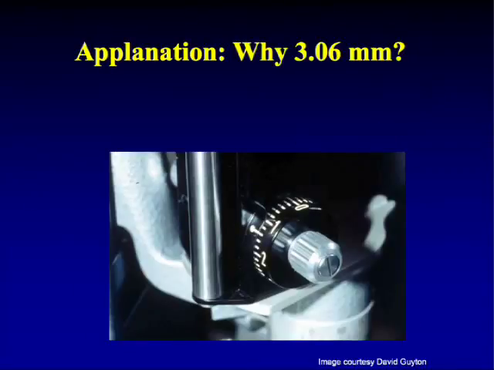And again, why 3.06 millimeters? I mentioned this, they didn't forget to put a 0 on there. This is the force against the eye in dynes. And so it's 1.4 dynes when it's 3.06 millimeters applanated, which corresponds to 14 millimeters of mercury pressure against the eye.